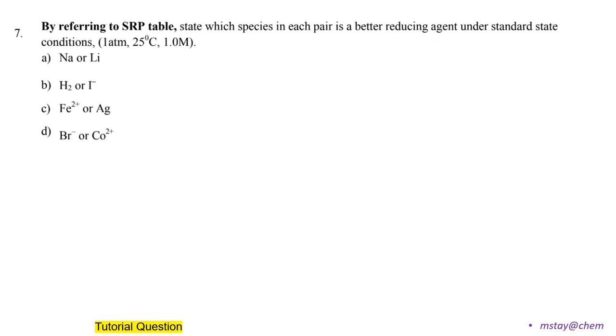Let's proceed to tutorial question number 7. Again, we refer to the SRP value with the SRP table. Choose which one is a better reducing agent. As we know, a reducing agent always undergoes oxidation, and that needs to happen at the anode. So the SRP value which is more negative will be chosen as the anode. So again, refer to the SRP value.